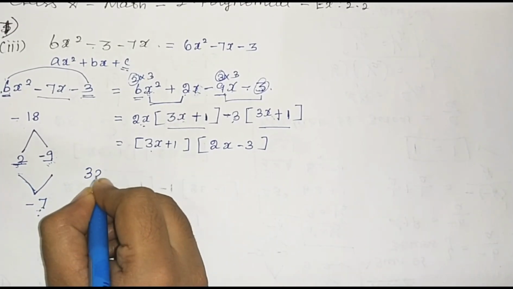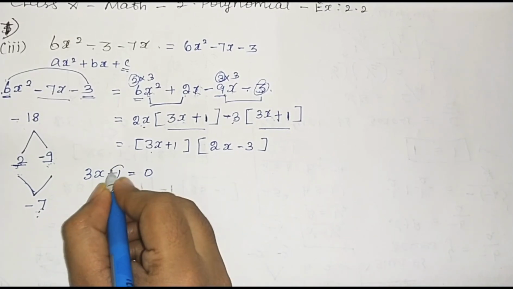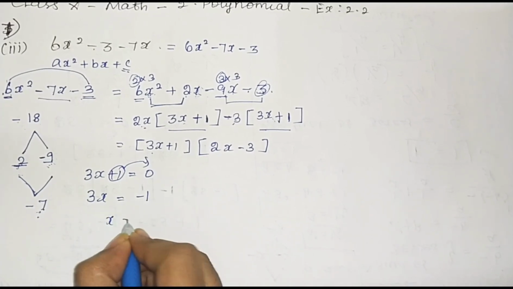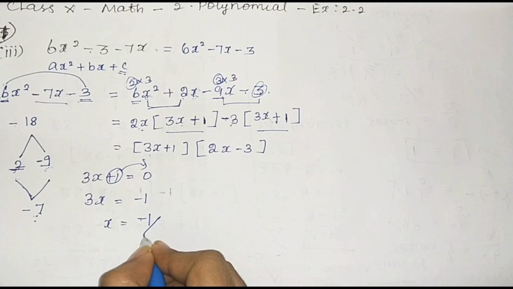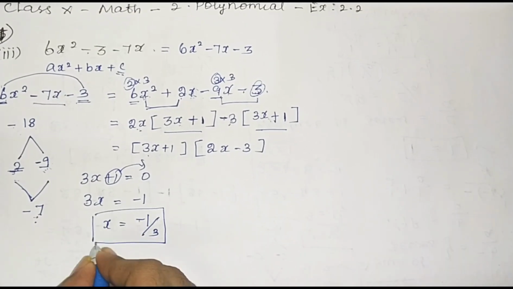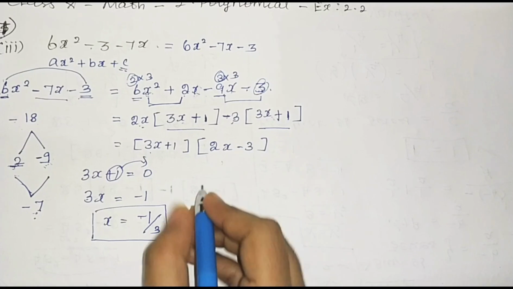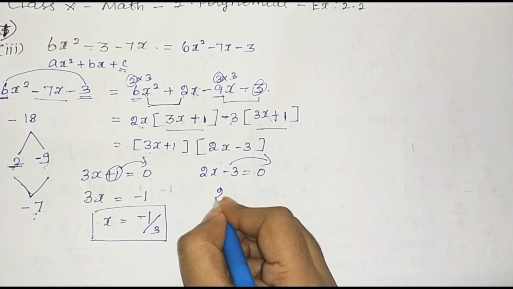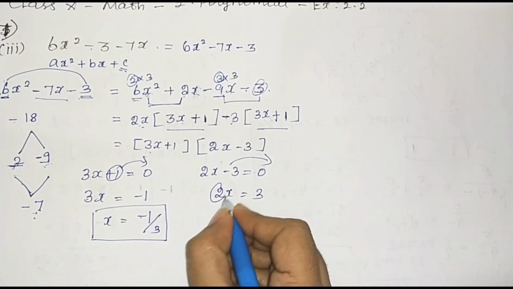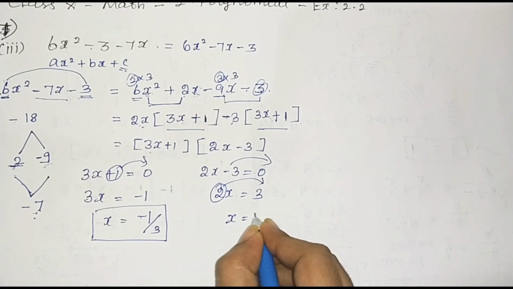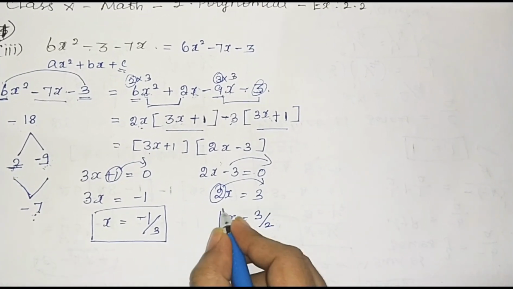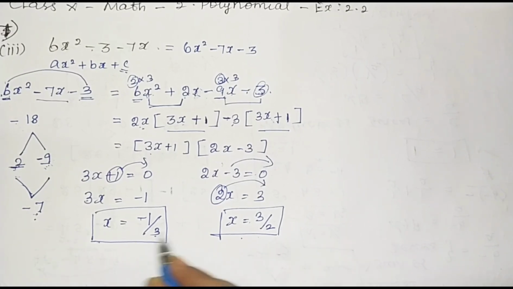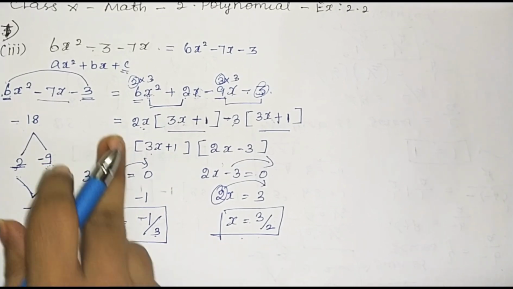Here the first zero is 3x plus 1 equal to 0. If you transfer plus 1 to that side, 3x equal to minus 1. Multiplication by 3, if you transfer, you will get denominator 3. Then x equal to minus 1 by 3. Similarly, the second one, 2x minus 3 equal to 0. Minus 3 transferred, 2x equal to plus 3. Multiplication by 2 transferred, then x equal to 3 divided by 2. So one x value is minus 1 by 3, another x value is 3 by 2. So in the first step we found the zeros of the quadratic polynomial.